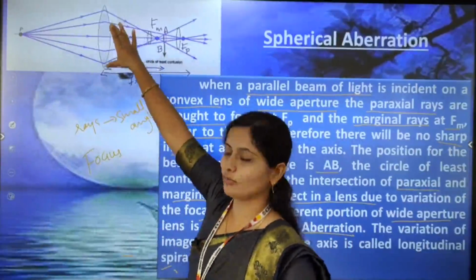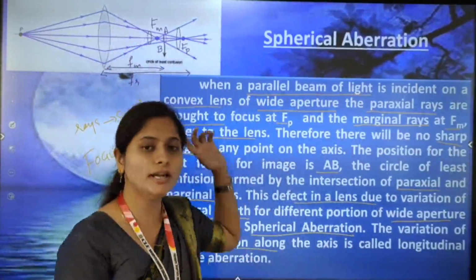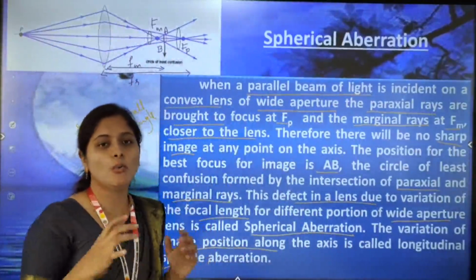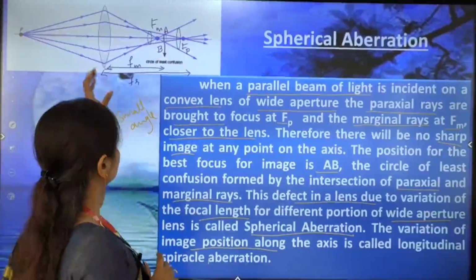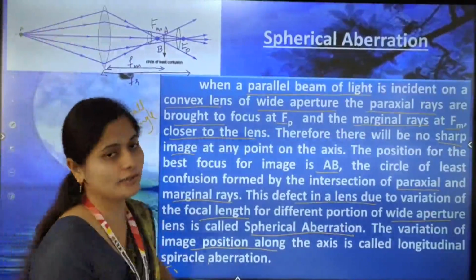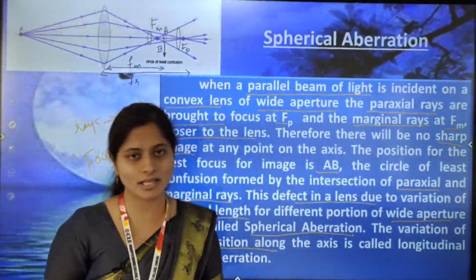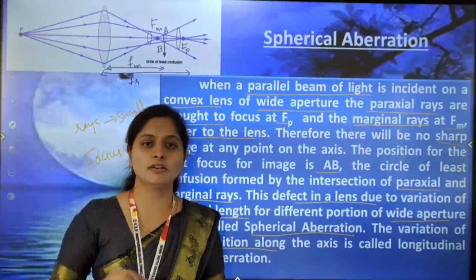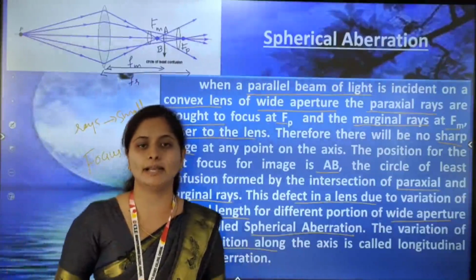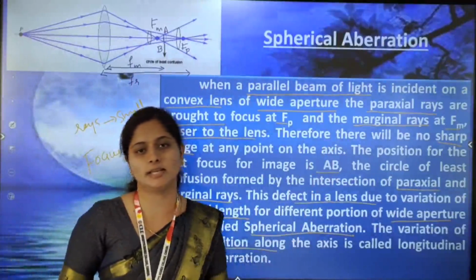We are incidenting it on a convex lens. The convex lens has a wide aperture. By incidenting, we are getting two types of rays: marginal rays as well as paraxial rays. Paraxial rays means the rays we get at a small angle, and we call these paraxial rays.